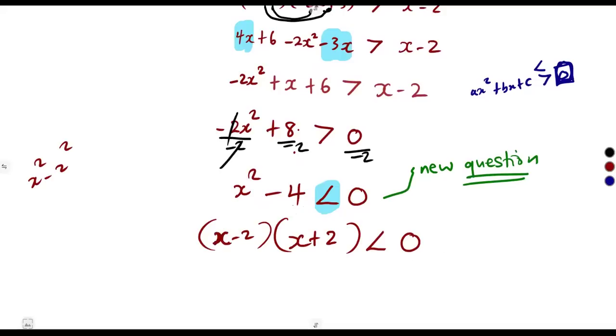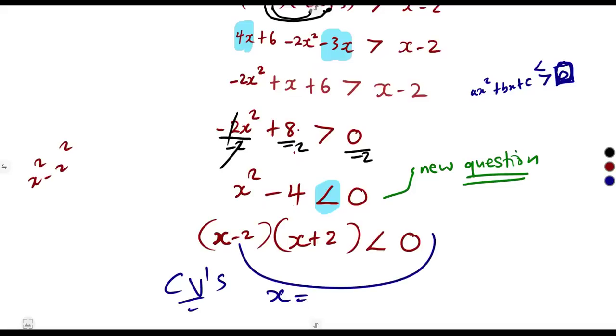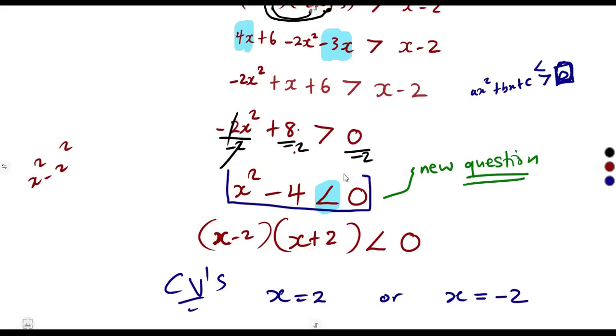One of these must be equal to 0 for us to have what? The critical values. So x is equal to what? Negative 2, taking it to the other side, it becomes a positive, or x is equal to positive 2, and taking it to the other side it becomes a negative 2. So this is what we have. Like I said, this is now a new question on its own that you're supposed to consider.